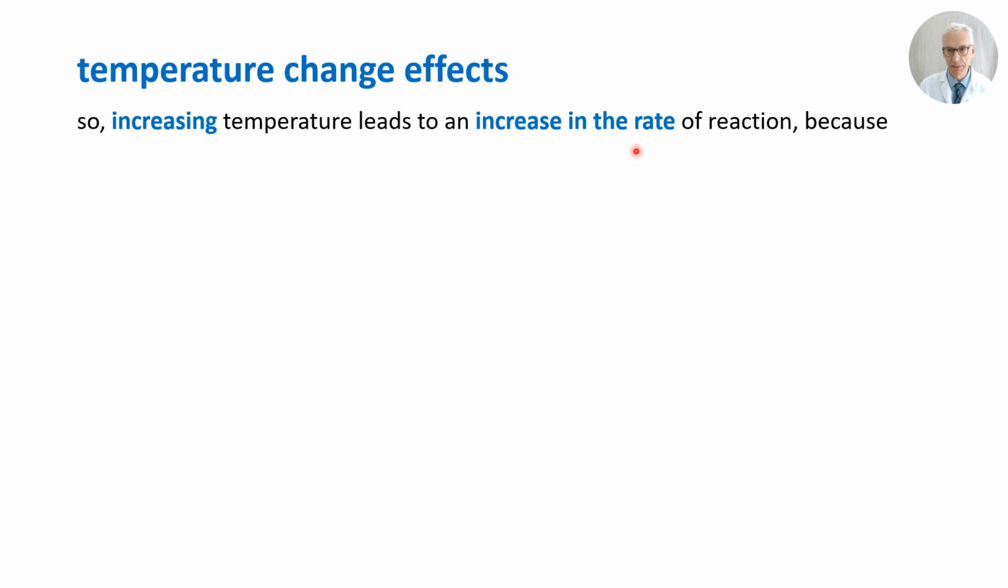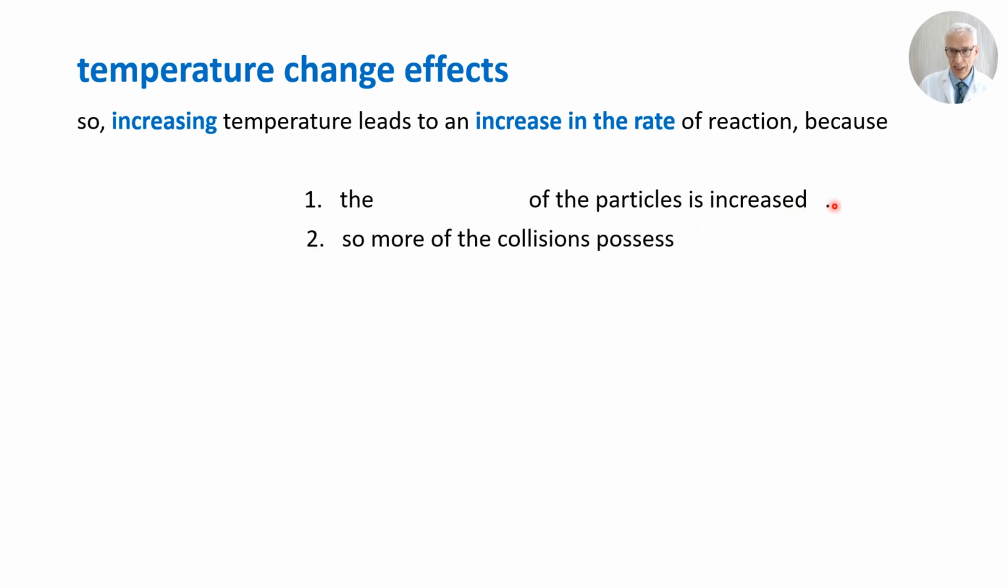How is this explained? Come up with 2 statements, 2 ideas that are linked. Write them down. Come back to check and correct when you are ready. Okay, so I'm going to reveal my linked ideas. There's an increase in the property of the particles as the temperature increases. That, of course, is the kinetic energy. If the kinetic energy of the particles is increased, so more of the collisions possess the activation energy and are successful.